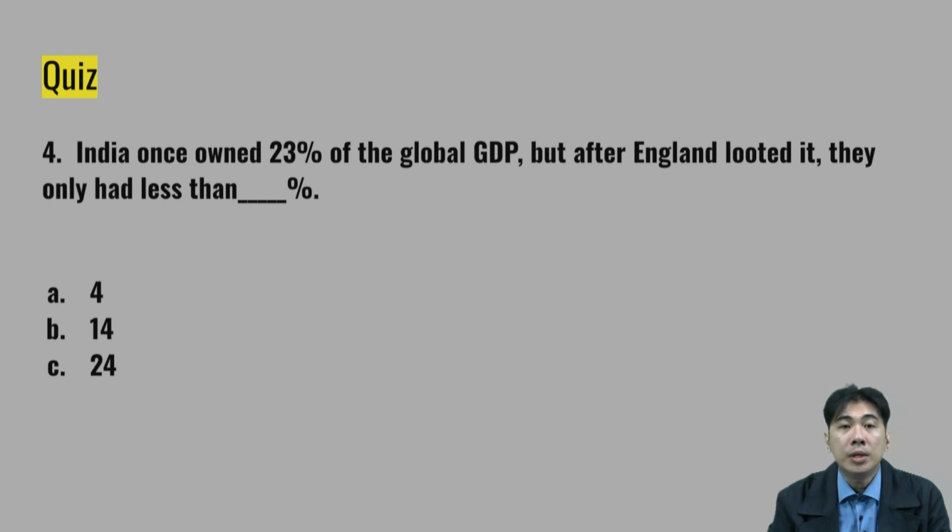India once owned 23% of the global, meaning the world, GDP, but after England looted it or stole it, they only had less than blank percent. A, 4%, B, 14%, or C, 24%. So before, India was very rich, 23% of world GDP. And then after England stole, how much was it? A, 4%, B, 14%, or C, 24%.